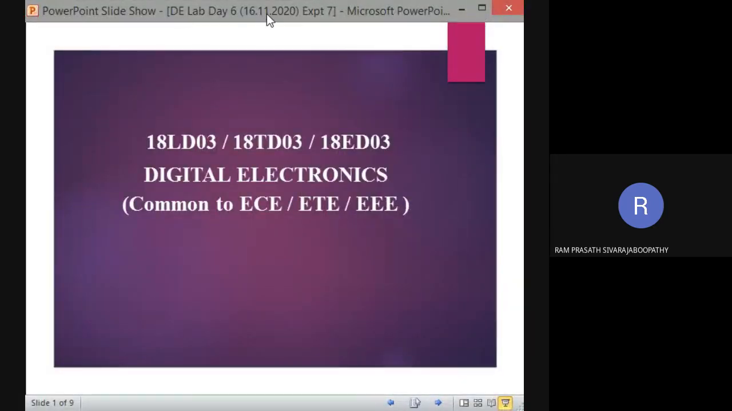So in the morning session, we are going to conduct experiments 7 and 8. In the evening session, that means by 3:15 the session starts, we will discuss about the theory. So can you people type it in the chat? In the last laboratory, what are the experiments we have performed?